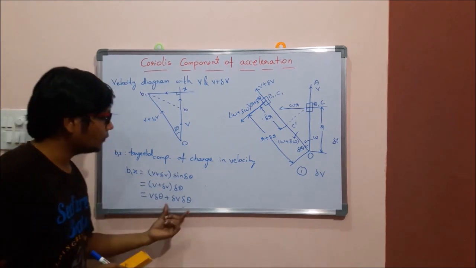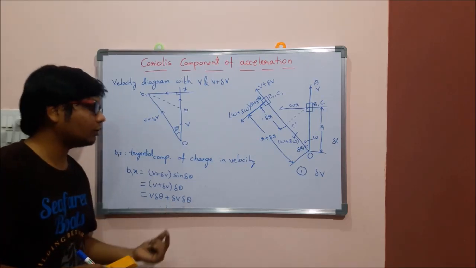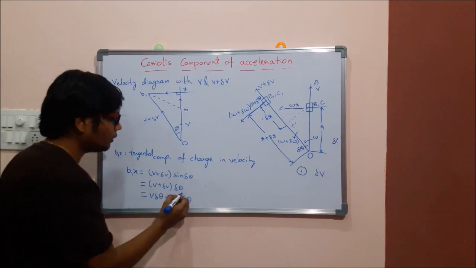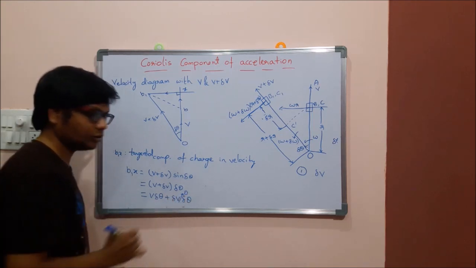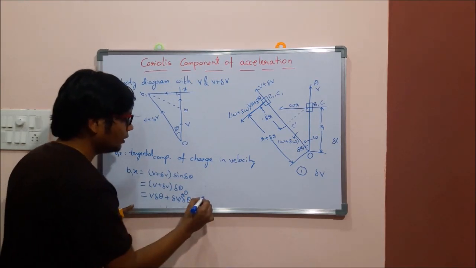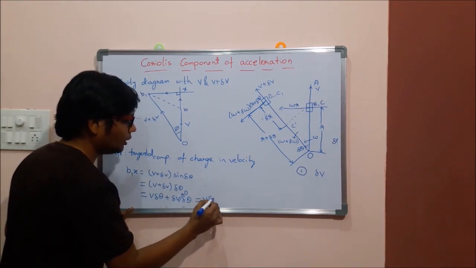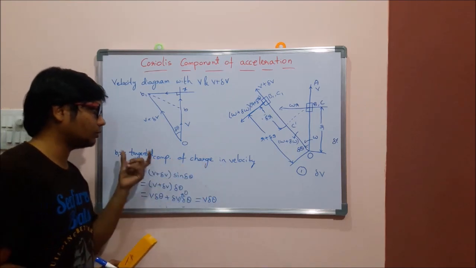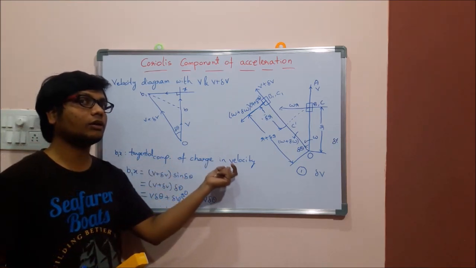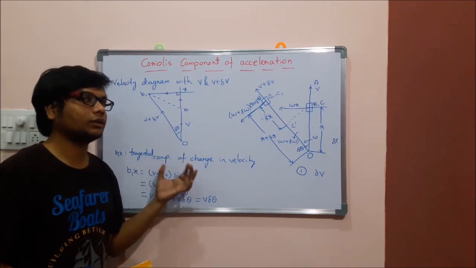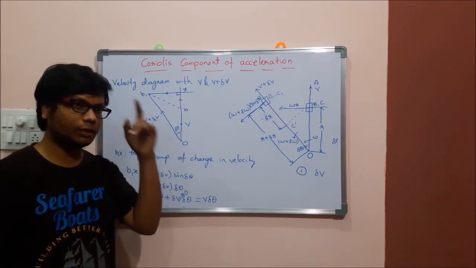And here consider whenever you are multiplying two small quantities, it will become again a very small quantity. So this one can be assumed as 0. So in this condition b1x, finally you will be getting as v into delta theta only, which is the tangential component of change in velocity. This tangential component of change in velocity is the only required change in velocity for finding the acceleration. So try to keep that in your mind.